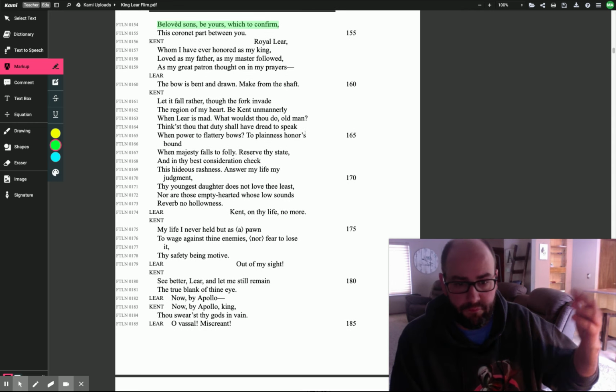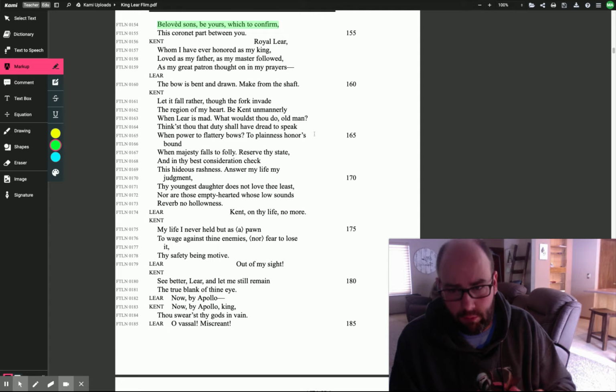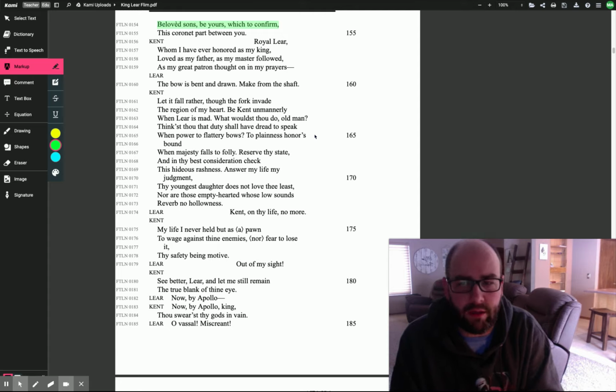Stop being so formal. Let it fall, rather, though the fork invade the region of my heart, be Kent unmannerly when Lear is mad.